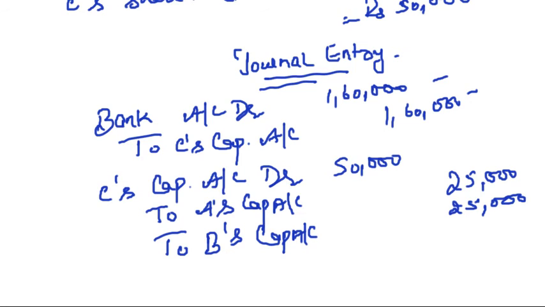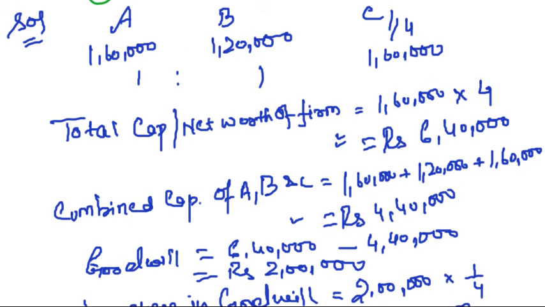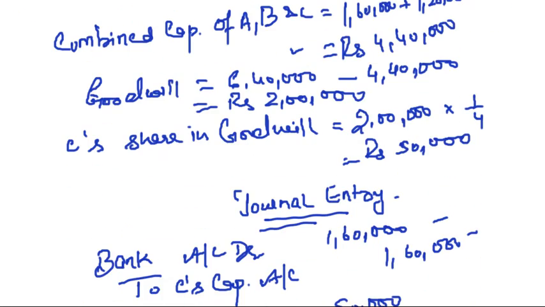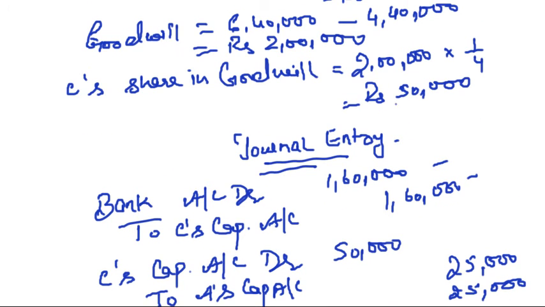Clear? So you can write this down, friends. Be careful, we are given that he is bringing capital only. On the basis of capital, we have the hidden goodwill. So he should have brought 50,000 as his share of goodwill, which he has not brought.